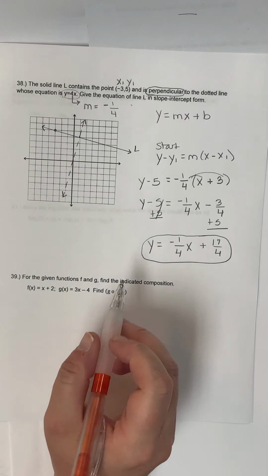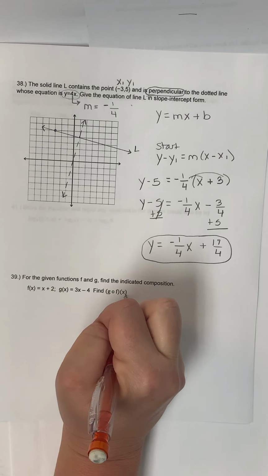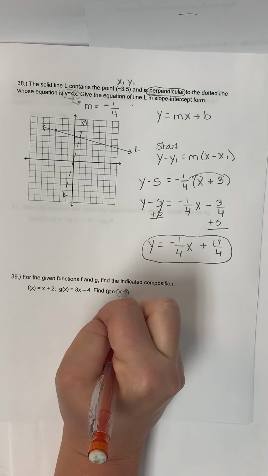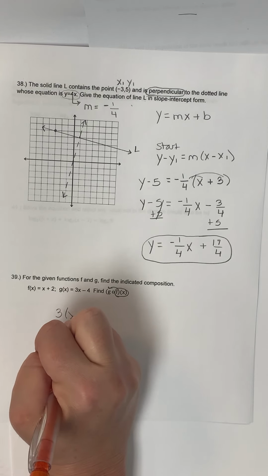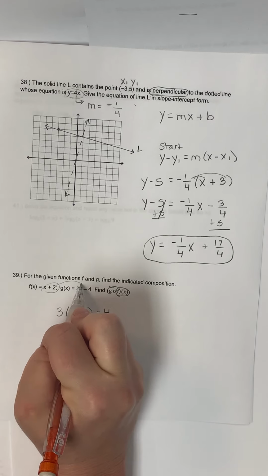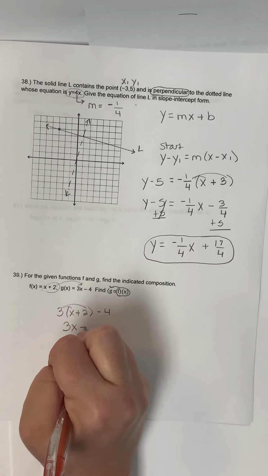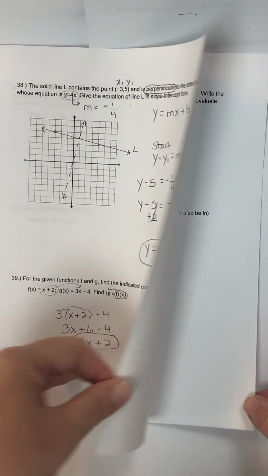Okay. All right, we have another composition here. This one has g of f of x. So remember, we go right to left. So f is going to go into g. Okay, so I'm taking this and putting it into where my x is here. I'm going to distribute this. I get 3x plus 6 minus 4. Clean it up. There's my answer. Okay, so nothing really difficult, just a few odds and ends.